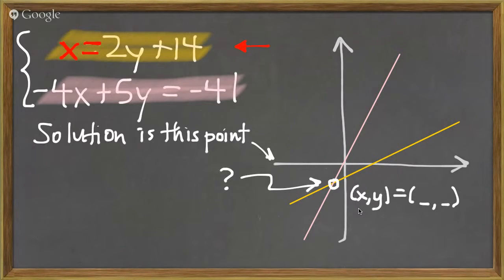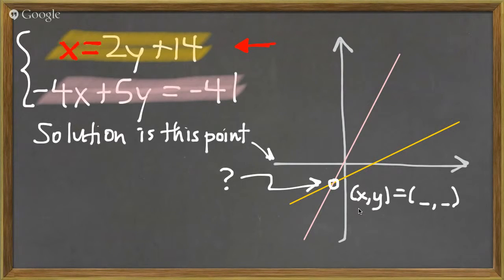So substitution is one method for solving a system of two linear equations. And it happens to be a really convenient choice for this system because one of our equations in this system already has isolated one of the variables. We've got x by itself in that first equation.